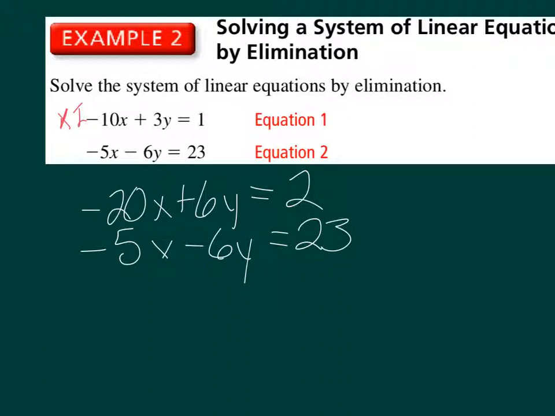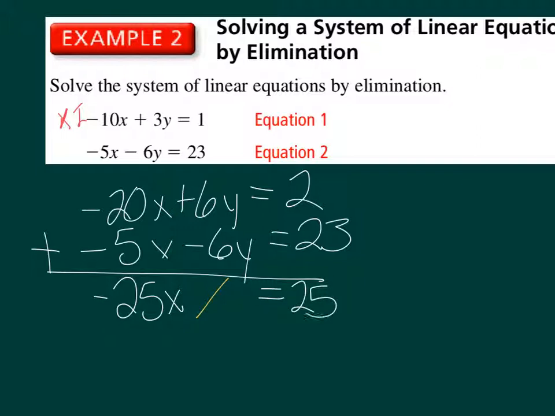Everything stayed the same. Notice my signs stack up where they're different. When they're different, we can add because we want to keep them different. If they were the same, we would subtract to make them different so they go away. So on this one, again, I can just add the two up. I have negative 20 plus negative 5 is negative 25x. The 6's go away, so I'm just going to put a slash. And then 2 plus 23, I get equals 25. I divide by negative 25, and I get x is equal to negative 1.